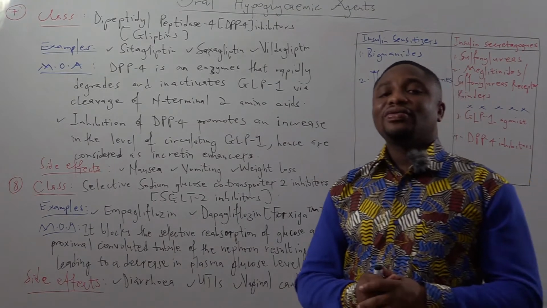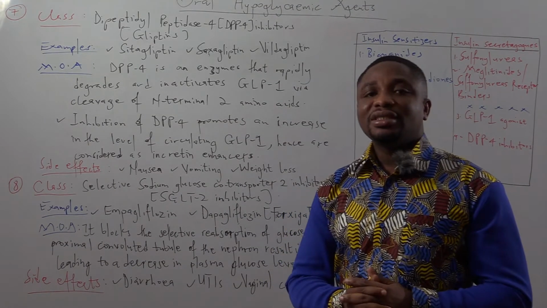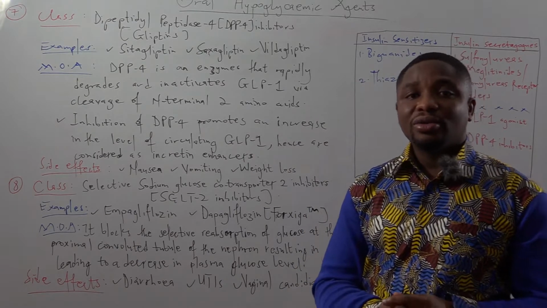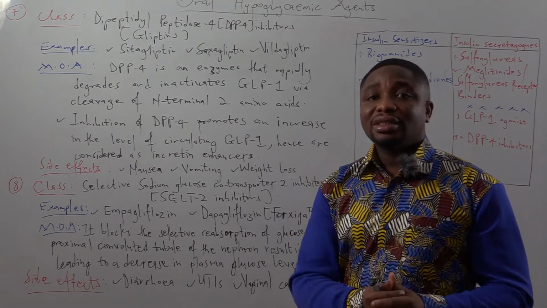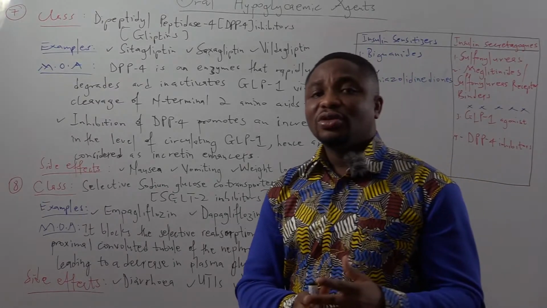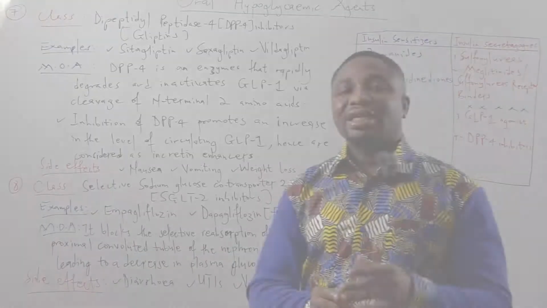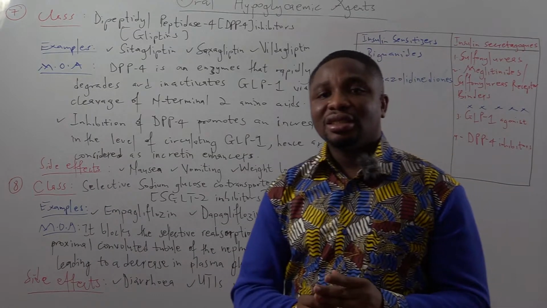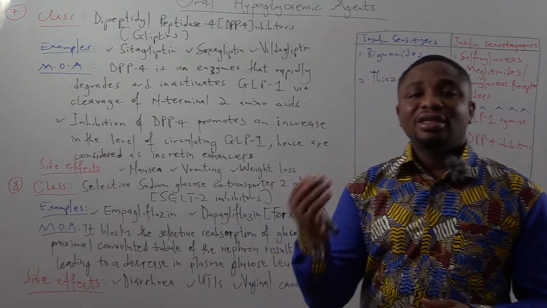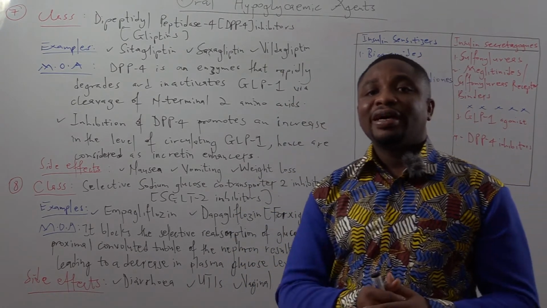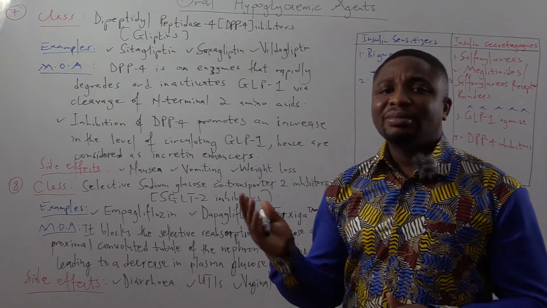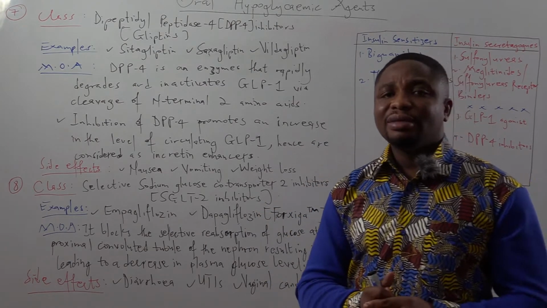Now let's have a look at the side effects of the DPP4 inhibitors, that's the gliptins. The side effects we can think of are nausea, vomiting, and finally weight loss. So in a scenario where you are thinking of using sulfonylureas, or there's the incumbent factor of obesity, it is better that the sulfonylureas are replaced by the gliptins, that's the dipeptidyl peptidase 4 inhibitors.